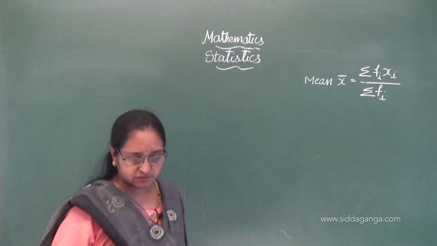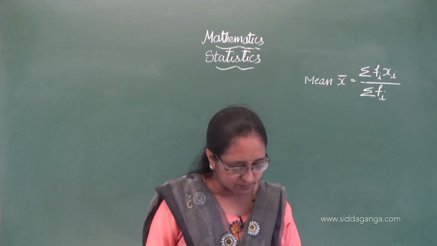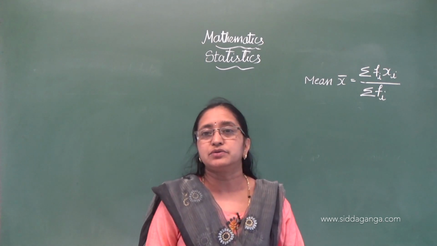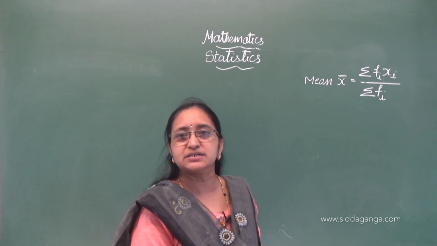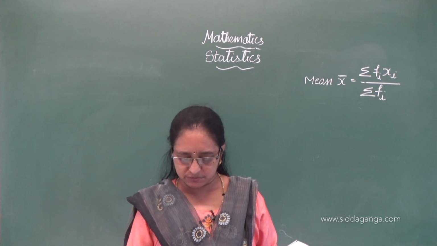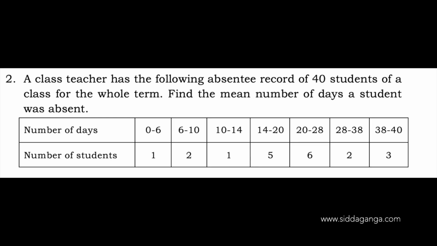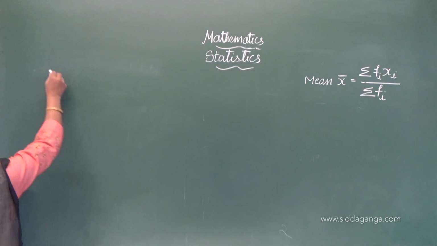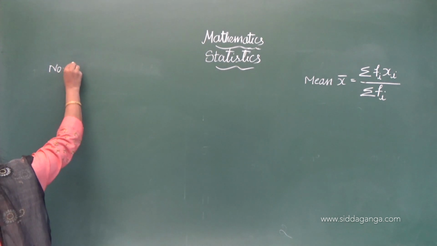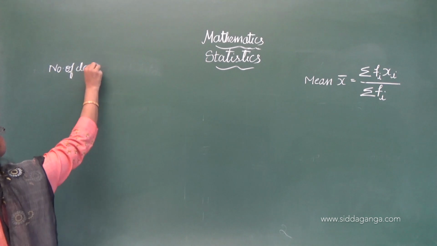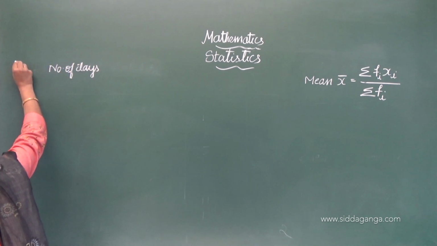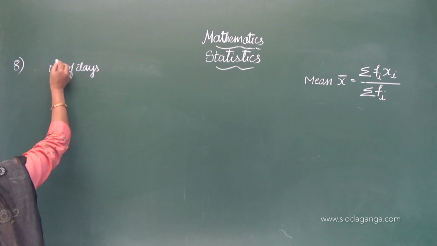So quickly we will work out the 8th problem. I will tell you why I have chosen the 8th. In the coming class I am going to do the other problems. 8th one: a class teacher has the following absentee record of 40 students of the class for the whole term. Find the mean number of days a student was absent. I will start from here. It is the 8th one in your textbook.